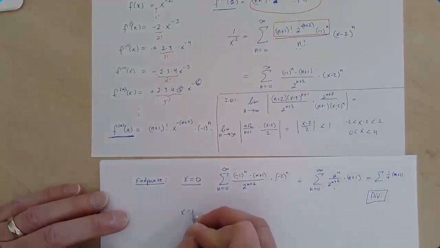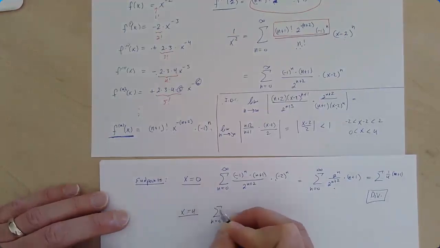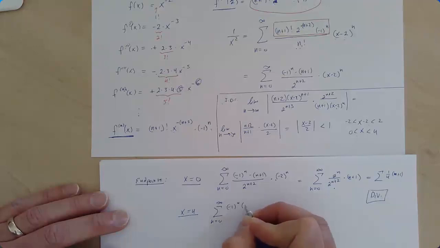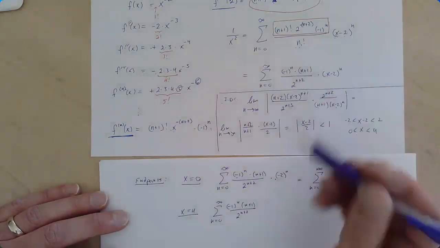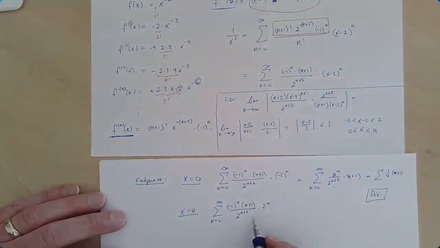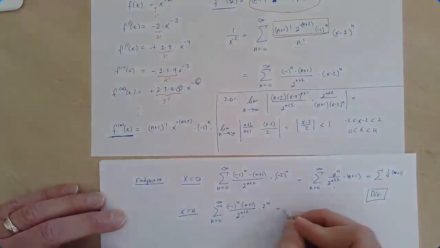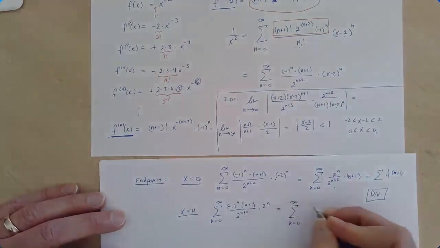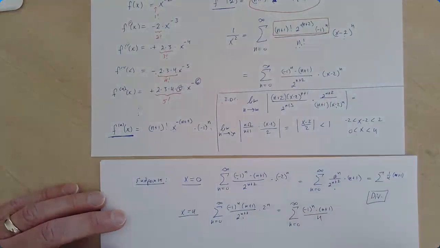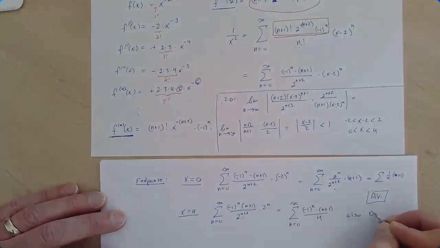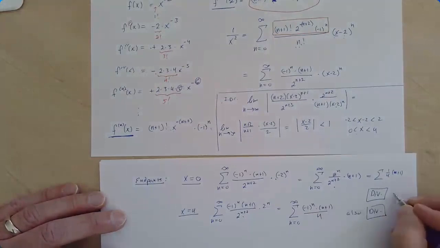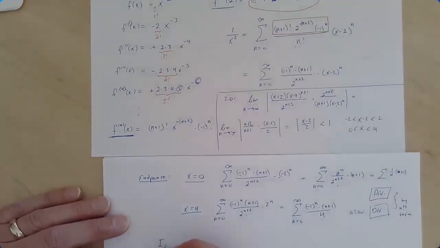But if we check out x equal to 4, then we've got the sum from n equals 0 to infinity of -1 to the n times n plus 1 over 2 to the n plus 2. And if x equals 4, 4 minus 2 is 2, so you've got a 2 to the n. 2 to the n over 2 to the n plus 2 is, again, 1/4. But now we've got the sum from n equals 0 to infinity of -1 to the n times n plus 1 over 4. And this also diverges by the nth term test. I guess they both diverge by the nth term test. So our interval of convergence here is everything from 0 to 4, exclusive of the endpoints.